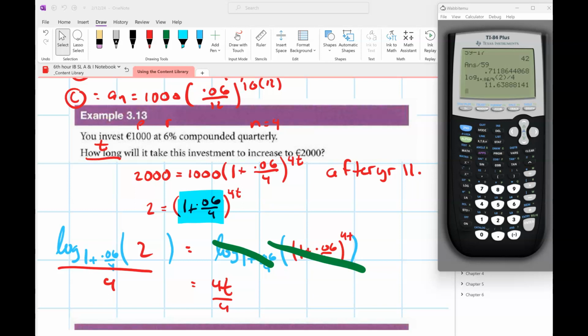Okay, so what they did was graph it to find that same 11 point whatever number. They graphed it and found the intersection, the same thing that we just did algebraically. Let's just take this for what it's worth. If I do 4 times that number, that's about 47 quarters, and that's how they answered it.